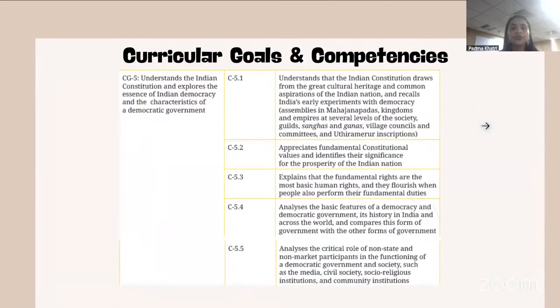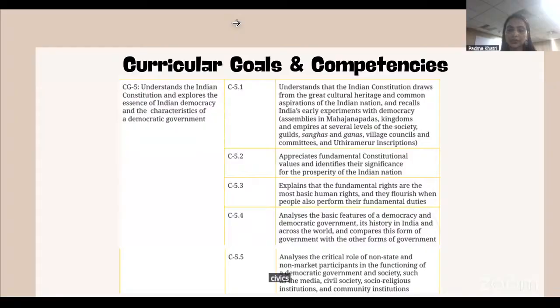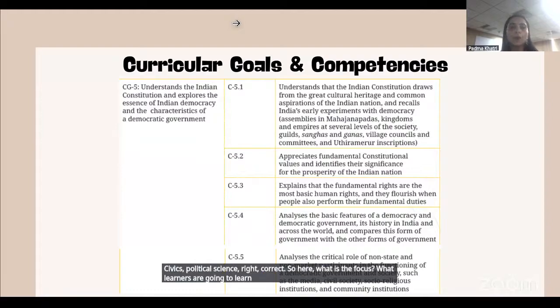So next one, we have curricular goal 5, that focuses on the understanding of the Indian Constitution and exploration of the essence of Indian democracy and the characteristics of a democratic government. So can you tell me to which particular discipline it is related? Civics, political science, right? Correct. So here, what is the focus? What learners are going to learn? What competencies they will develop? So there are 5 competencies that this curricular goal focuses on.